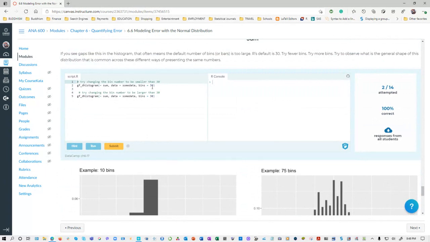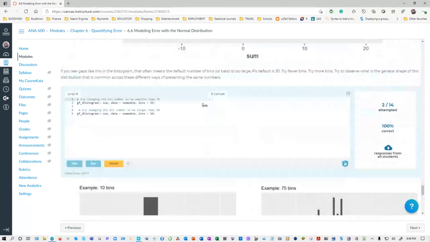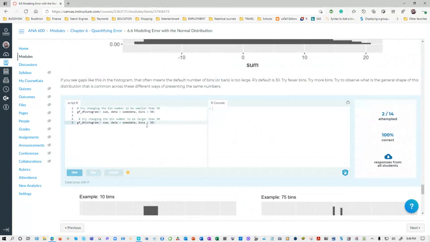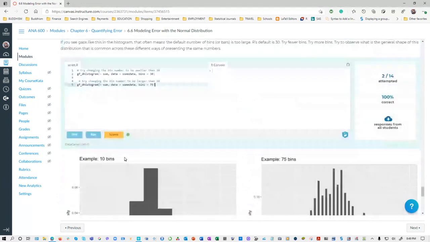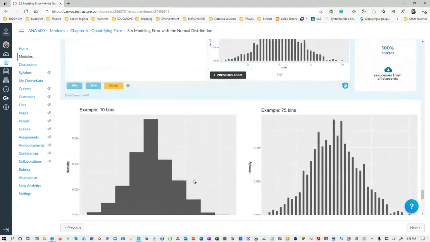See, histogram, some data. This is 30. Try changing the bin number to be larger than 30. See, 75 bins. This one is 75 bins. Okay, let's see this one. It's getting closer and closer and closer to what?